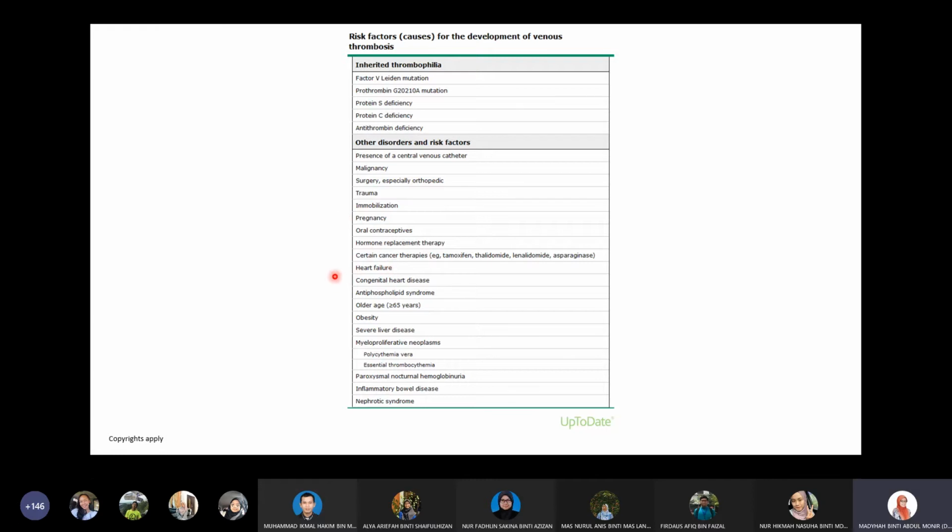There are other causes. Patients who have heart failure, congenital heart disease, antiphospholipid syndrome, and patients who are older are more prone to develop venous thrombosis. Obesity, and myeloproliferative neoplasms, which are hematological disorders such as polycythemia vera and essential thrombocythemia. All these conditions can predispose patients to develop venous thrombosis. So there is a lot.